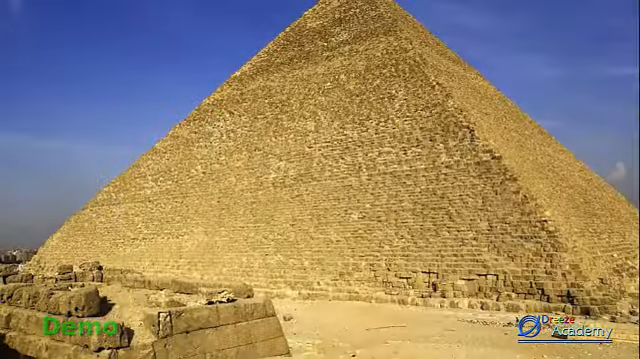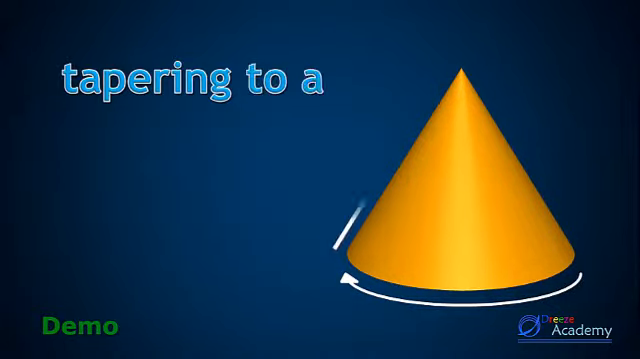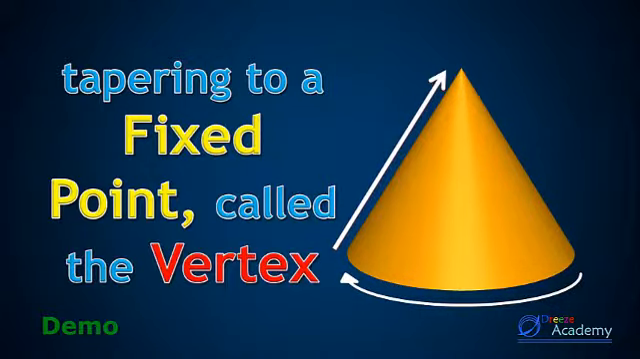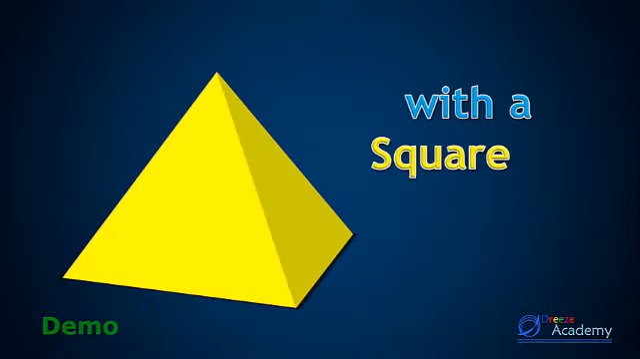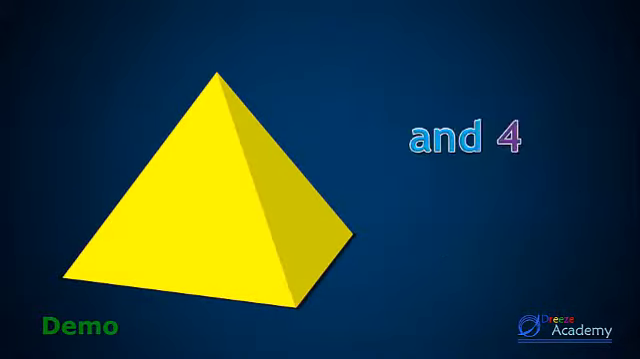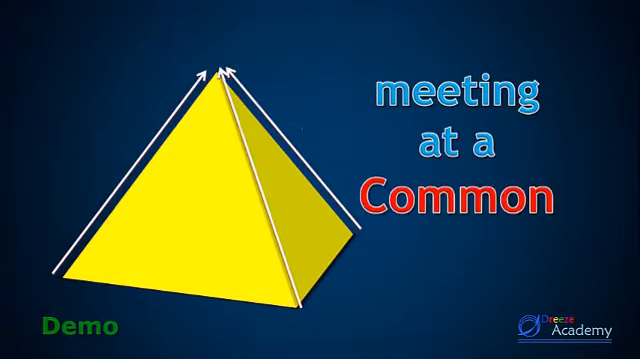But why is it not a cone? It is not, because a cone is a solid bounded by a plane of circular base tapering to a fixed point called the vertex, whereas a pyramid is a polyhedron with a square or rectangular base and 4 triangular faces meeting at a common vertex.